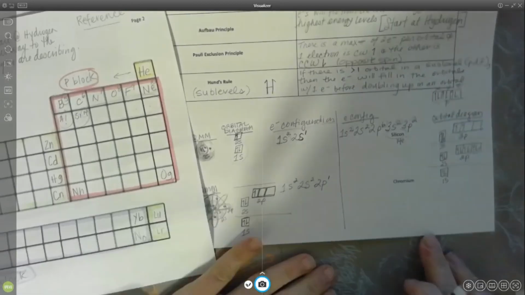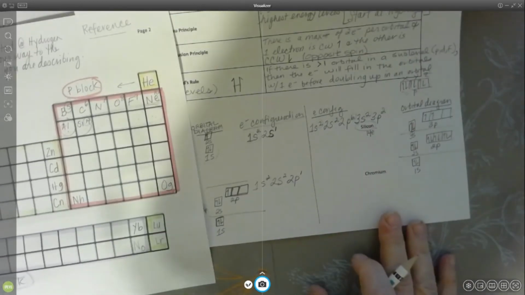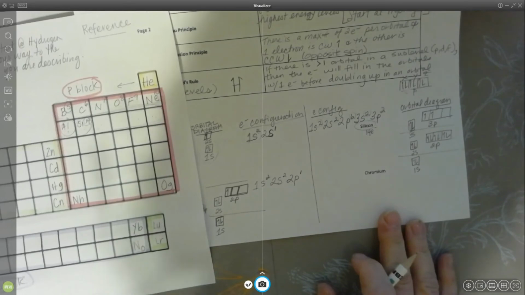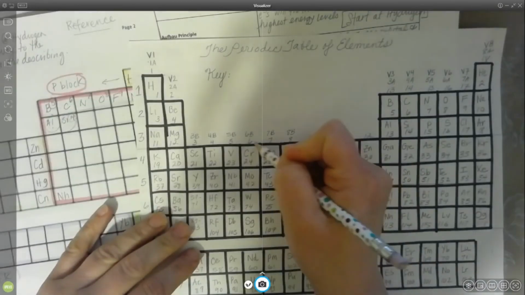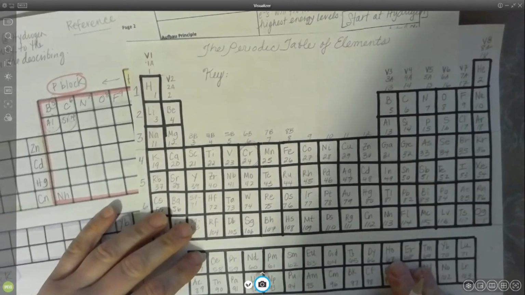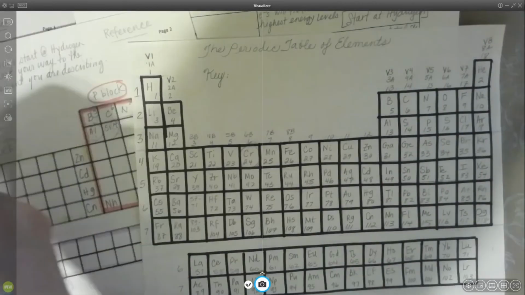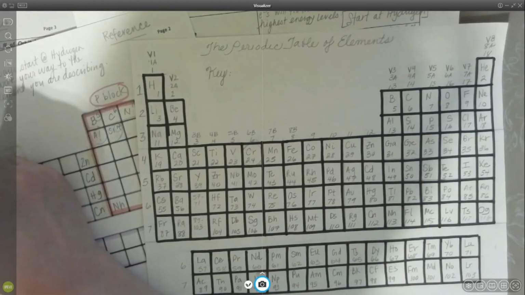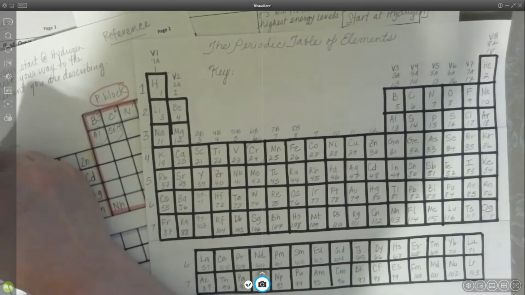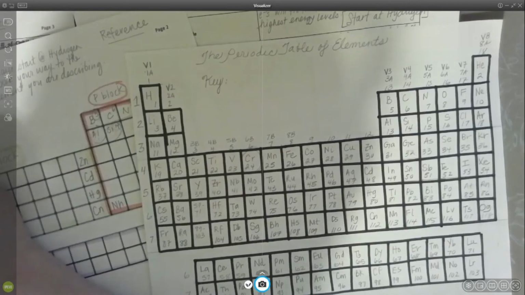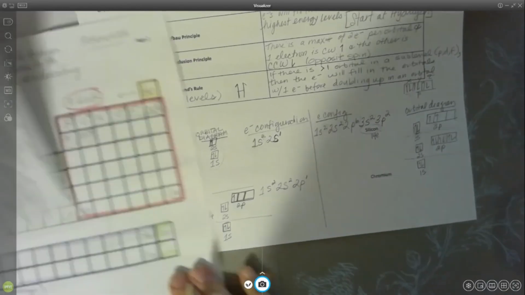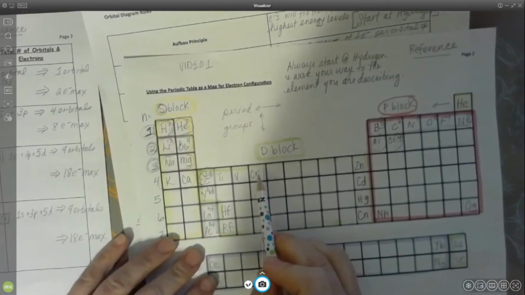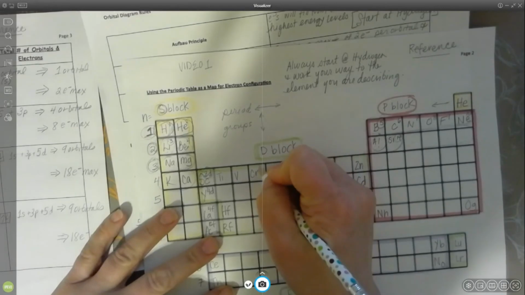Okay, last one. Let's go to chromium, here it is, number 24. Why did we do this? Because we want you to learn how to do this, of course. Here we go. Are we ready? Let's do this. Chromium is right here on the periodic table. It happens to be number 24.